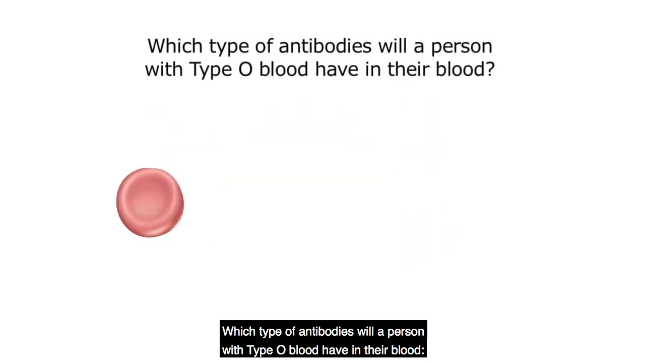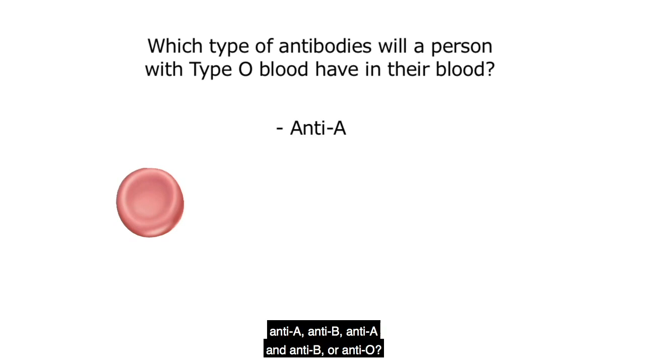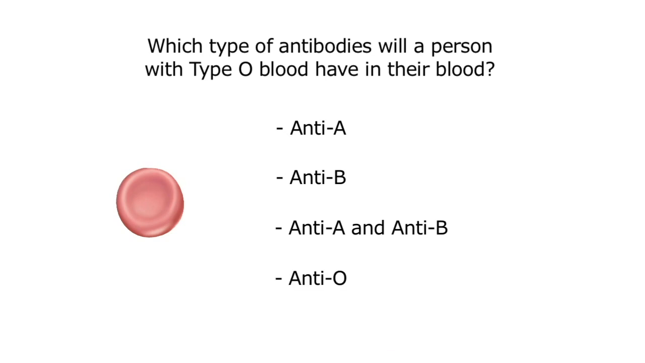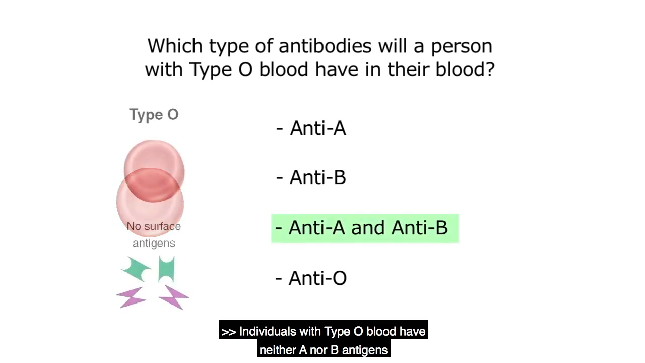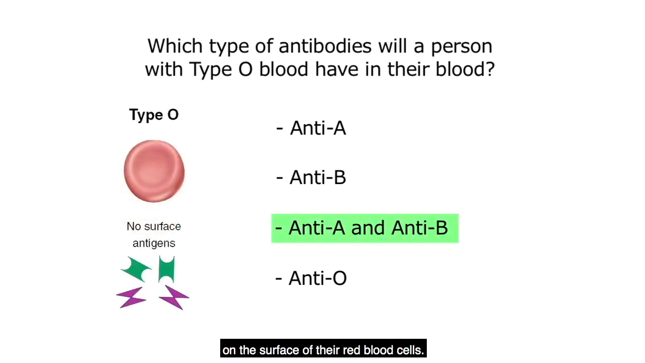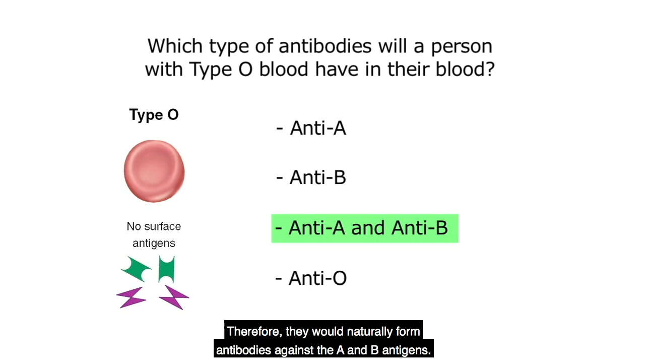Which type of antibodies will a person with type O blood have in their blood? Anti-A, anti-B, anti-A and anti-B, or anti-O? Individuals with type O blood have neither A nor B antigens on the surface of their red blood cells. Therefore, they would naturally form antibodies against the A and B antigens.